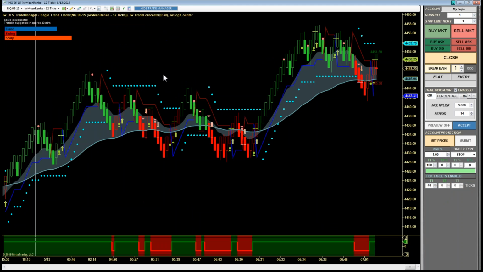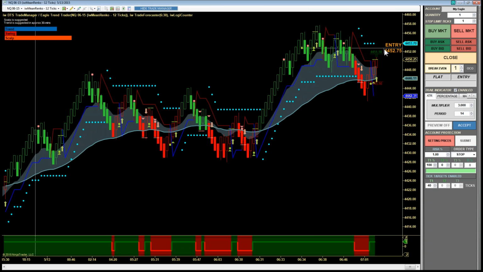You can see here our trade forecaster. This is another one of those add-on tools. It's telling me that currently we're in scalp mode. Oh yeah, no kidding. And now we're going to be moving into trend mode in about a half an hour's time. Okay, so here's our signal printing.